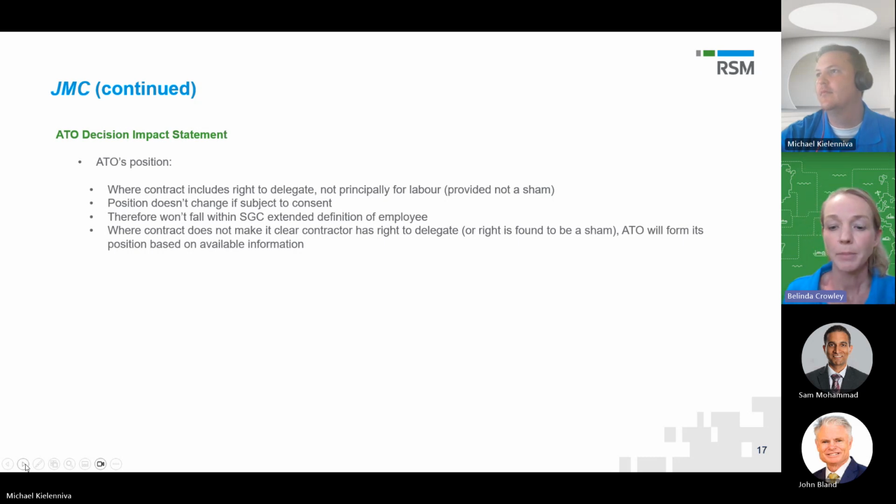I think looking at JAMSEC and JMC combined, now we obviously have the legislative test, which requires you to look at multiple factors, but it does look now like some of those factors are slightly more important or will swing the decision one way or the other.